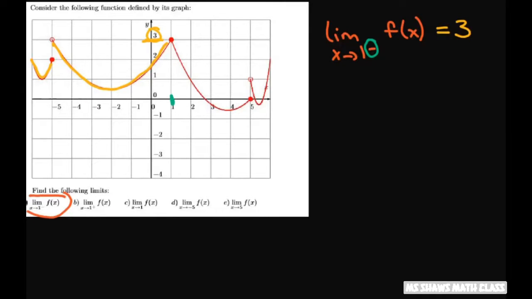Now let's look at the following limit as x approaches positive 1 from the right of our graph. That means you start from the right, you come around here, go up, make a jump down here, and then go all the way up. Well, it ends up at 3 as well.